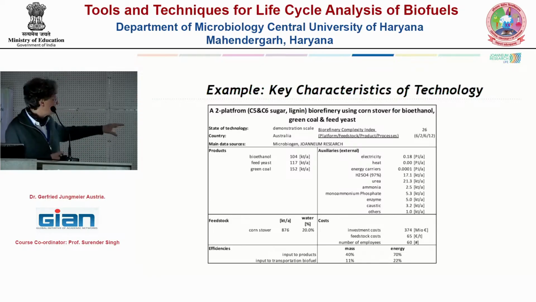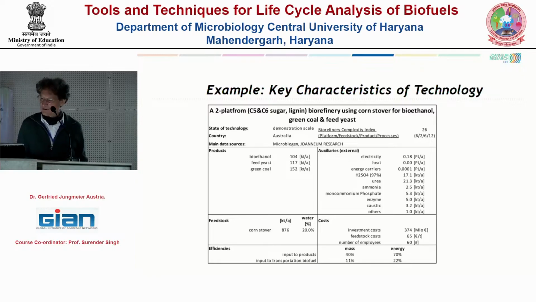And especially what is the key feedstock in that case? It's corn stover, more than nearly 900,000 ton. It's an example of a biorefinery we analyzed in Australia. So at least again, it's the mass and energy balance that is quite relevant.